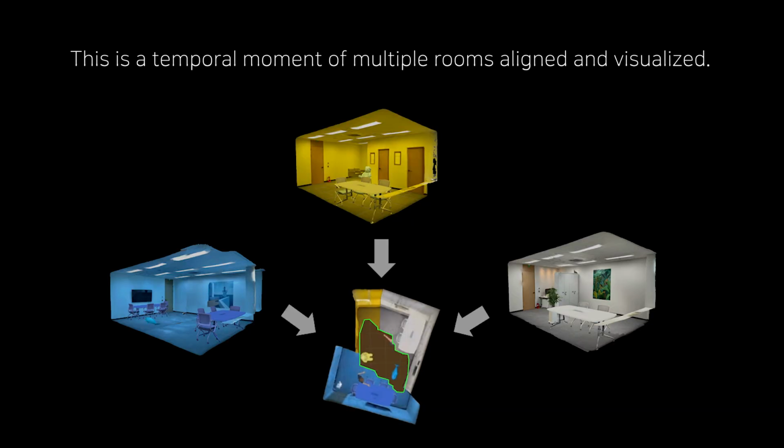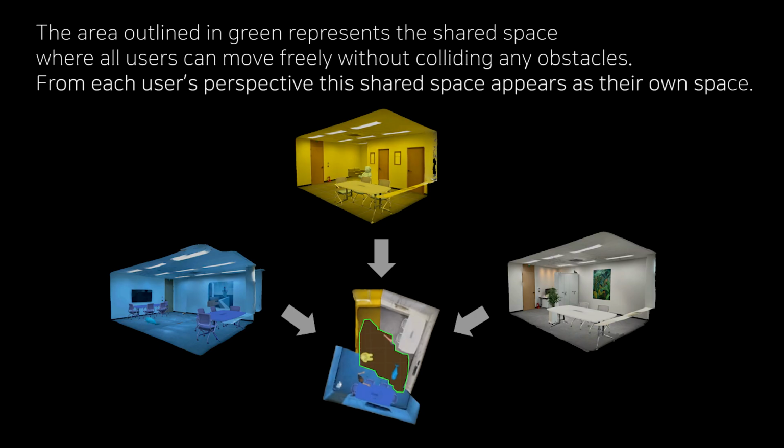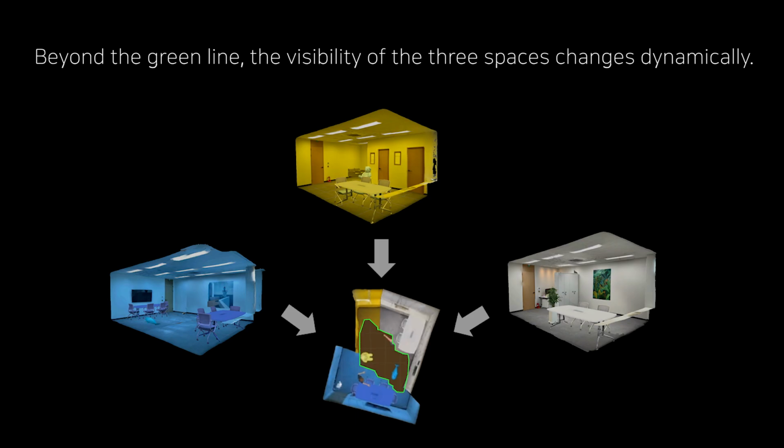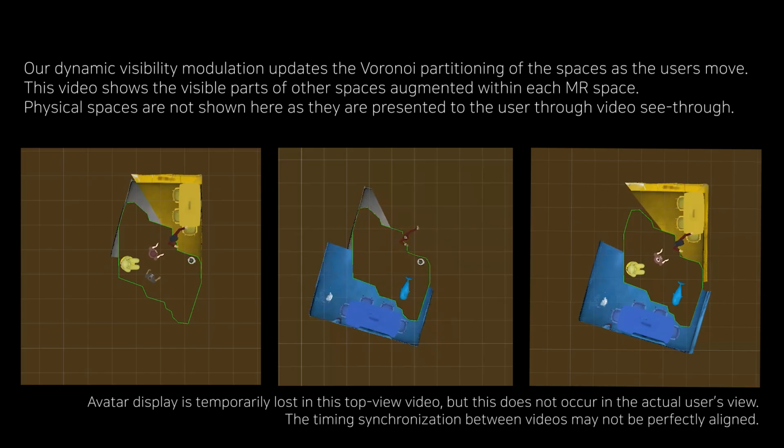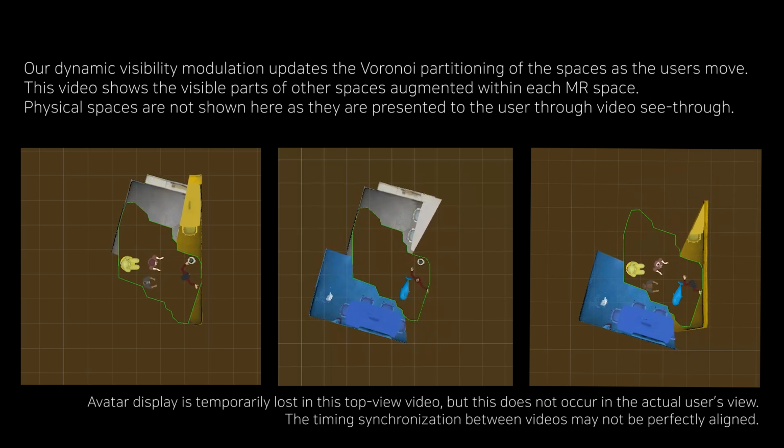This is a temporal moment of multiple rooms aligned and visualized. The area outlined in green represents the shared space where all users can move freely without colliding with any obstacles. From each user's perspective, this shared space appears as their own space. Beyond the green line, the visibility of the three spaces changes dynamically. Our dynamic visibility modulation updates the Voronoi partitioning of the spaces as the users move.